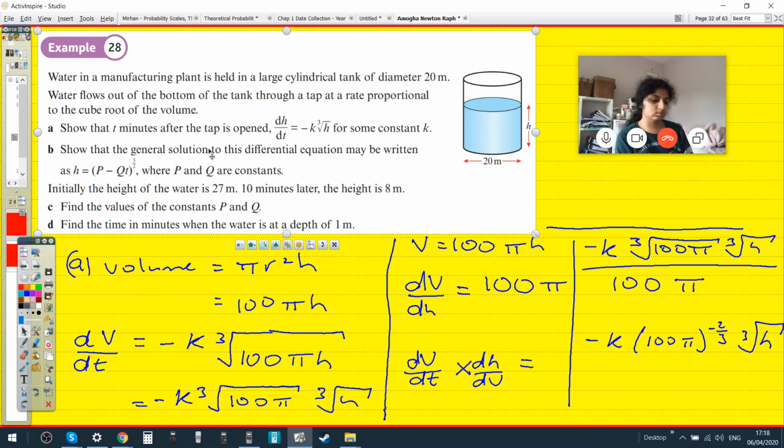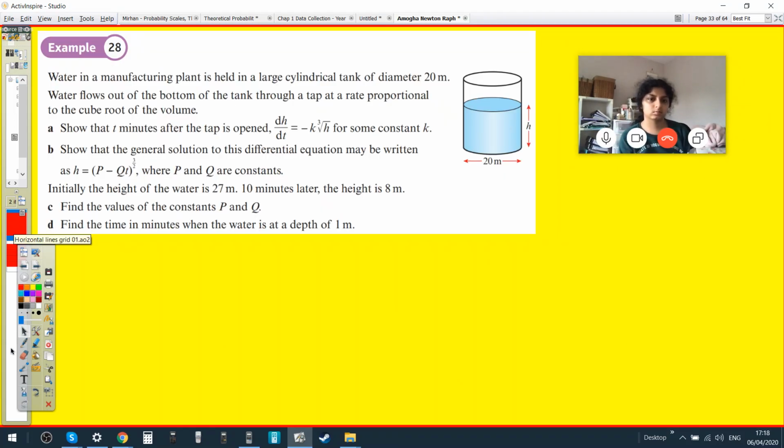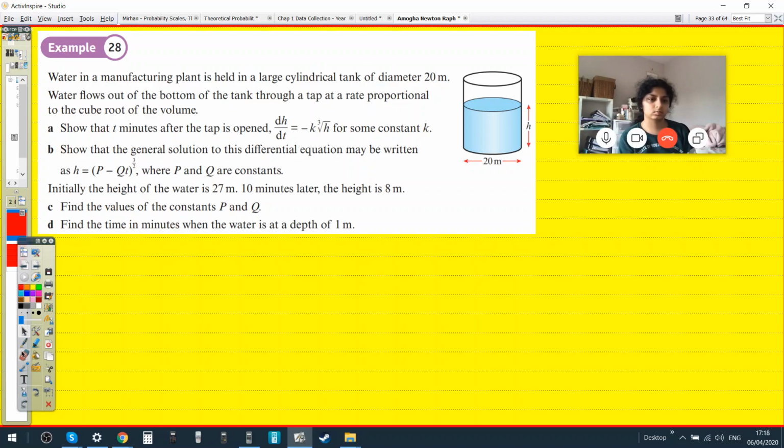But let me just think. Oh, they give us a general solution. I'm just thinking about something else. Let me just take a look at this. The volume. Differential equations. This is the stuff we did in differentiation called like rates of change or something. I think it might have something to do with that. So the volume is pi r squared h. What is the surface area?